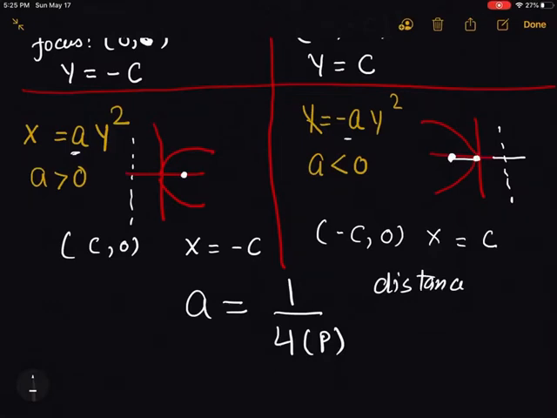Or you can even look at it from the other side. Since it's the same distance, it's not going to make any difference. So you can say directrix to vertex. What is the distance? How far the vertex is from the focus or directrix in the problem. So let me show you an example.